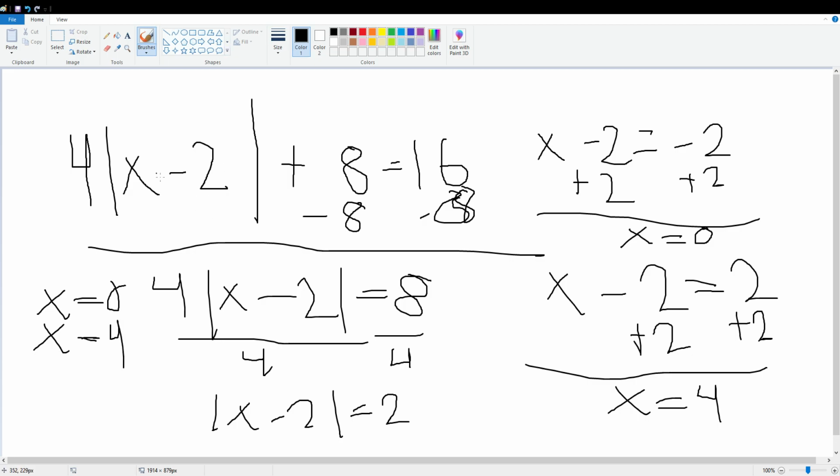We could also verify this. We could try 4. 4 minus 2 is 2. The absolute value of 2 is 2. And 2 times 4 is 8, and 8 plus 8 is 16. When we input 0, 0 minus 2 is negative 2. Absolute value of negative 2 is 2, times 4 is 8, plus 8 is 16.